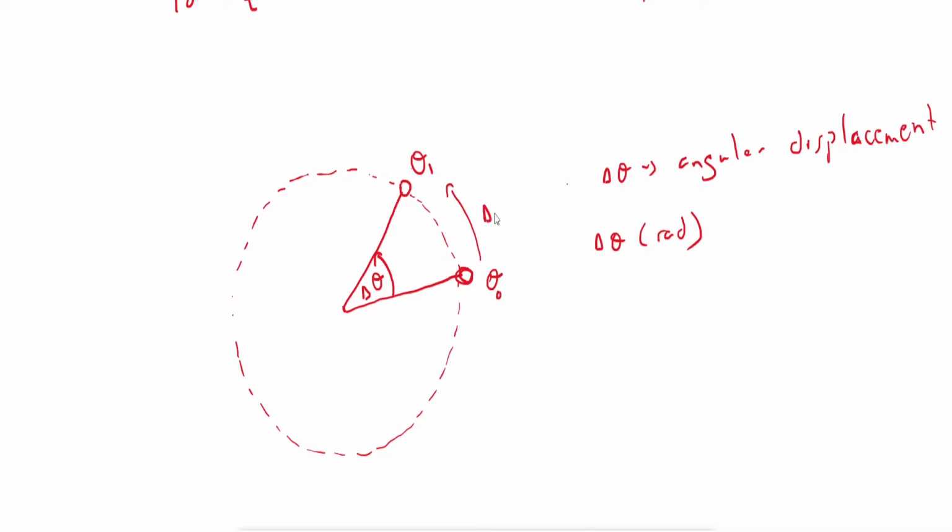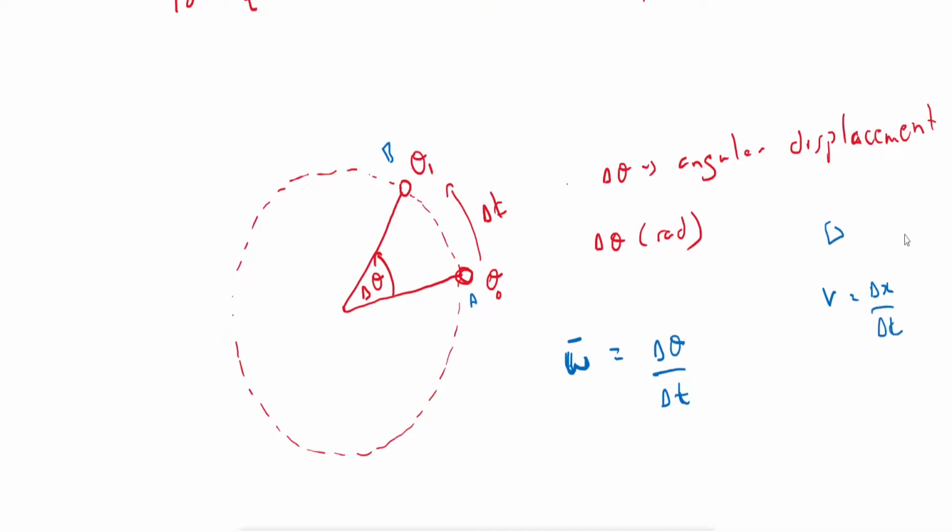If I know how long it takes to move from this point A to point B, I can find the average angular velocity. So this one now is angular velocity, and this is basically going to be given by delta theta over delta time. This is simply like v equals change in x over change in time.